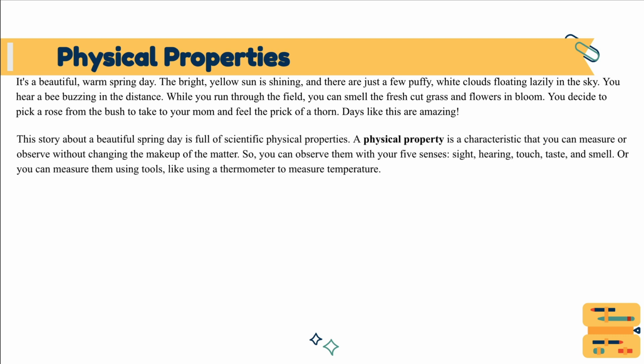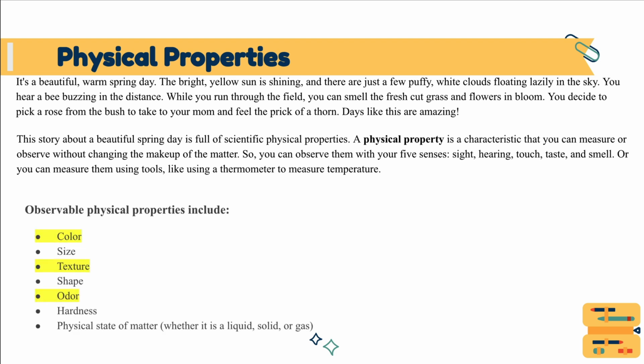A physical property is a characteristic that you can measure or observe without changing the makeup of the matter. So you can observe them with your 5 senses: sight, hearing, touch, taste, and smell. Or you can measure them using tools, like using a thermometer to measure temperature.